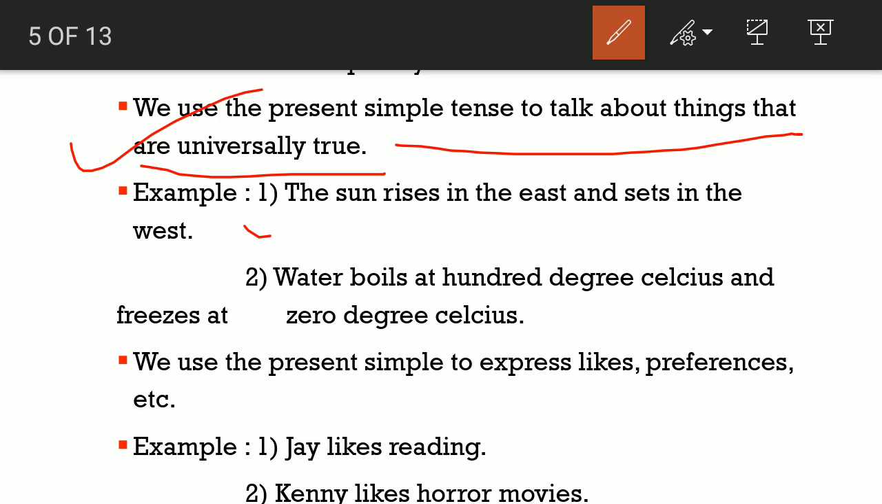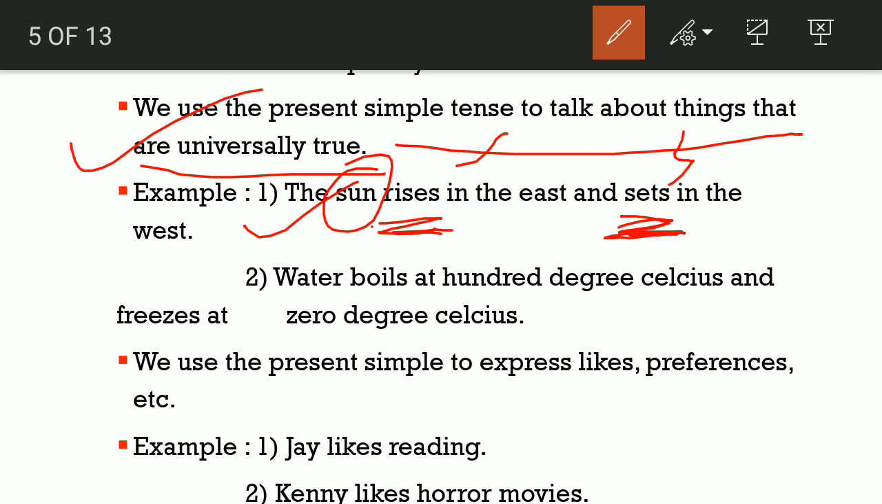Like when we talk about the sun rises in the east and sets in the west. So this is a proven truth, and this is universally true. तो इसलिए हम बोल रहे हैं the sun rises. अब आप देखिए sun singular है, इसलिए हमने rise के साथ s लगाया. And sets, sun singular है, इसलिए हमने sets जो verb है इसमें s लगाया.